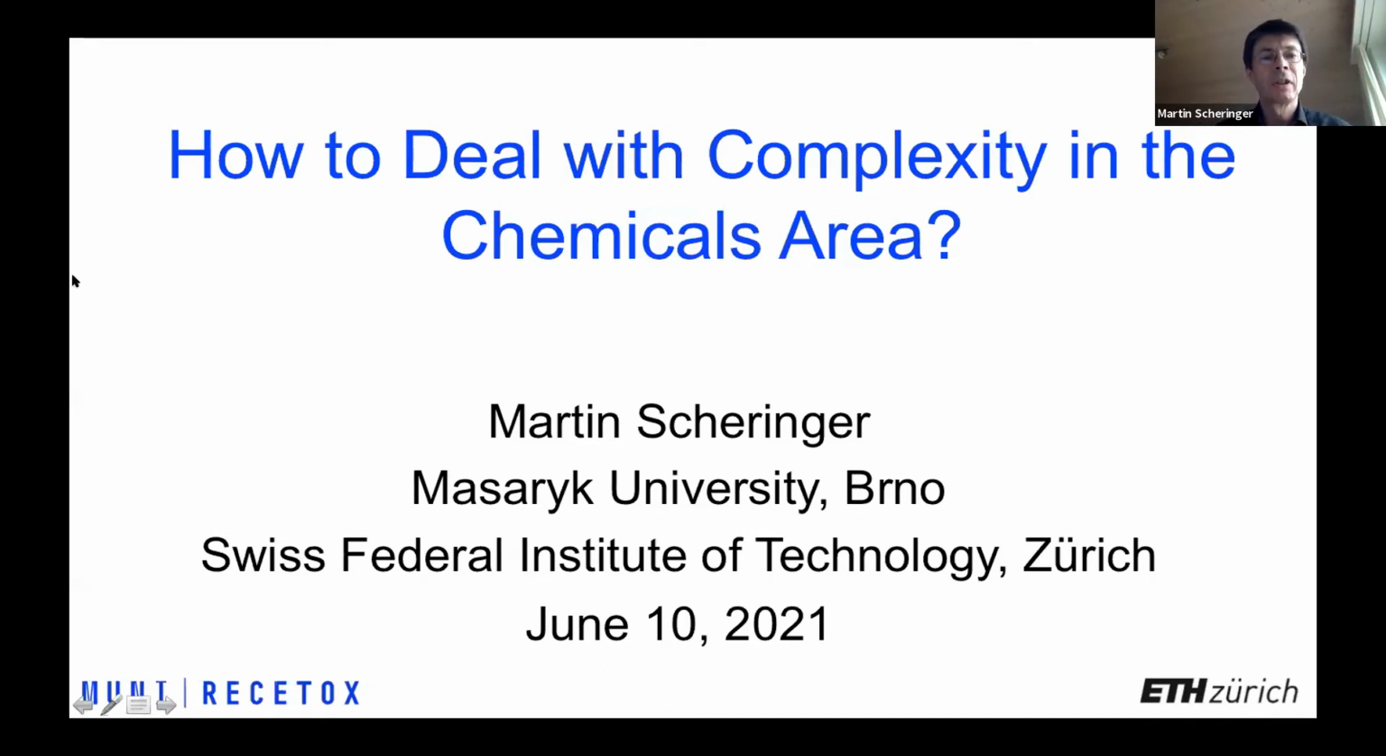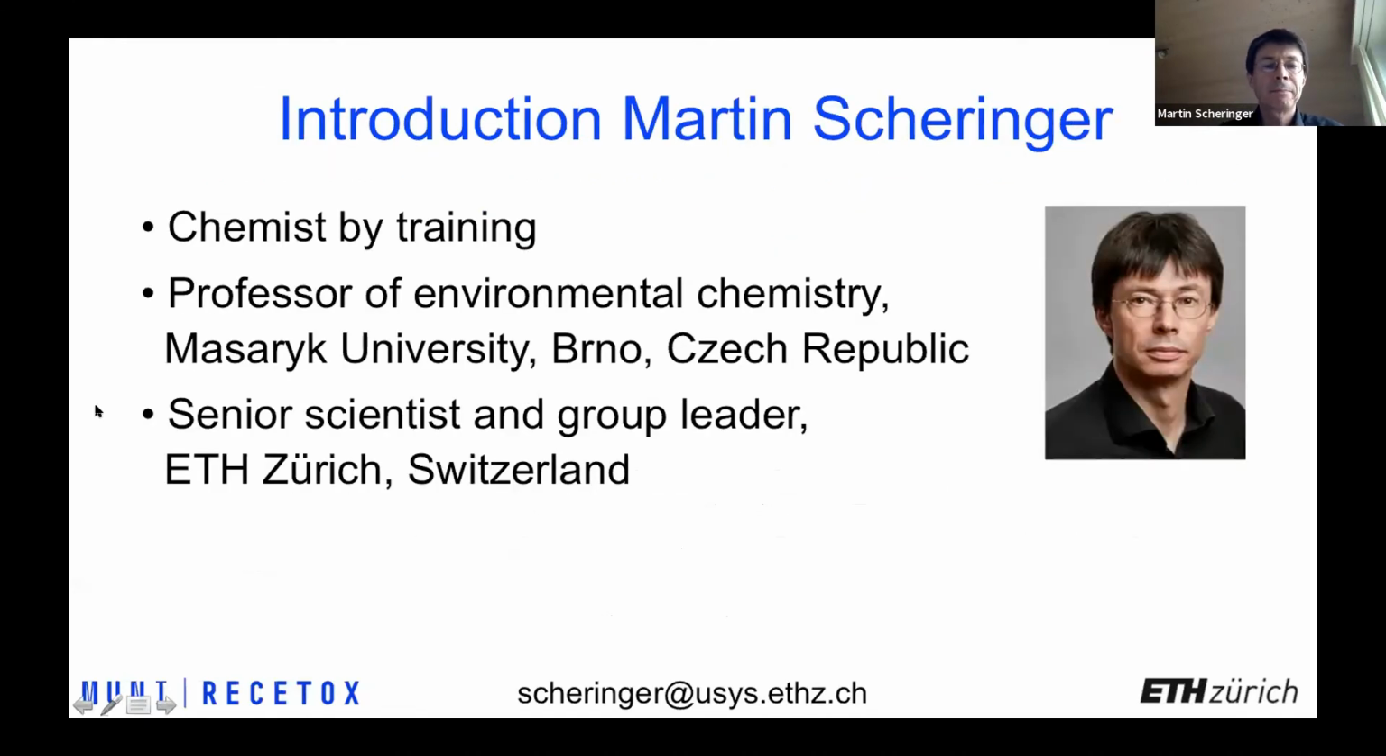My name is Martin Scheringer, and I will speak about the problem of complexity, probably too much complexity in the chemicals area. I'm a chemist by training. I work as a professor of environmental chemistry at the Masaryk University in Brno in the Czech Republic, and as a senior scientist and group leader at the Swiss Federal Institute of Technology, or ETH, in Zurich in Switzerland.